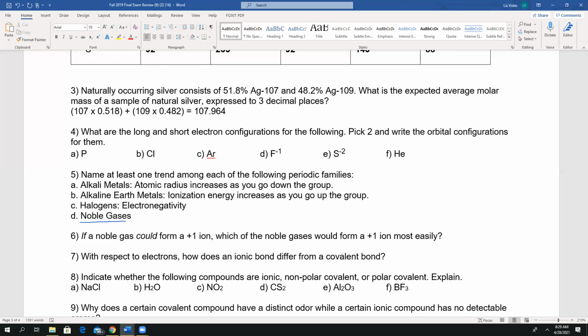Electronegativity increases as you go up the group. And now the noble gases. The reason I wanted to leave electron affinity for the noble gases is because it's really the only one they're included in. So it increases as you go up.